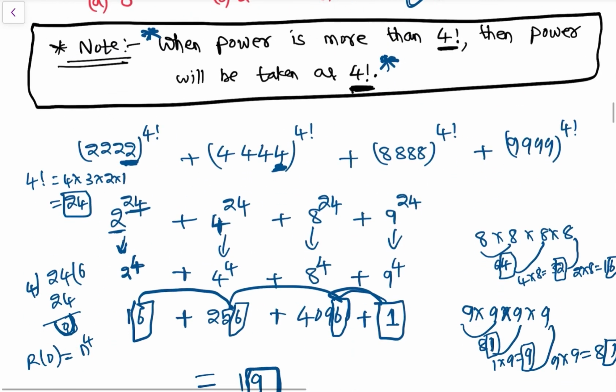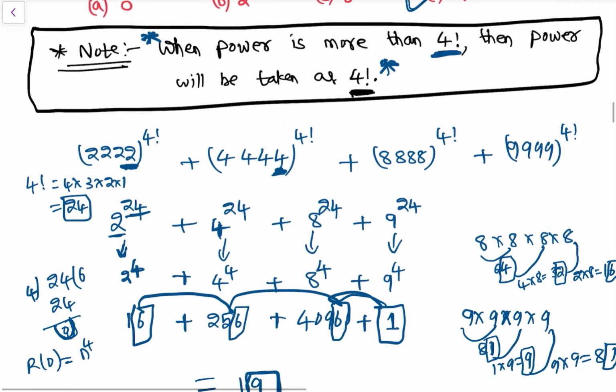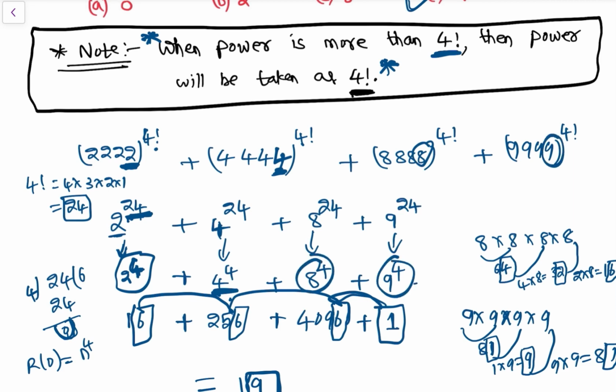And simply, look, the power here is more than 4 factorial, so we simply take 4 factorial, that is 24, as the power. When the power is more than 4 factorial, we can just take the unit digit to the power 4. Unit digit to the power 4. That's how we can skip all these steps. We'll do the next question this way and you'll get the idea.